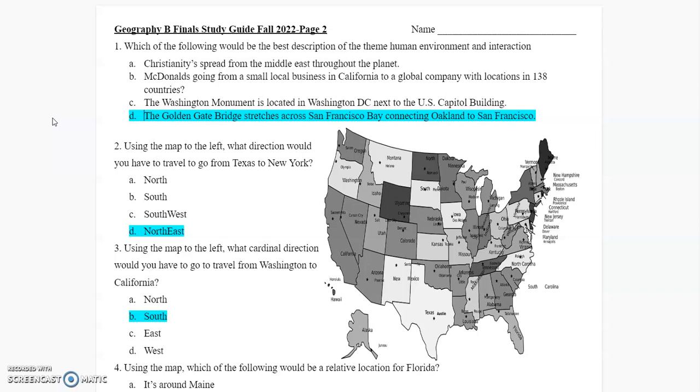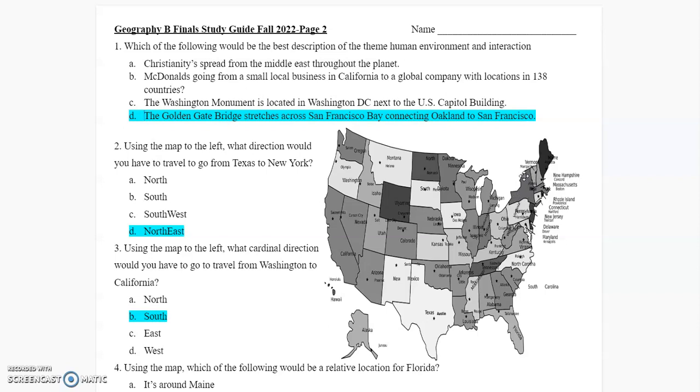2 and 3 are looking at the directions. The first one asks what direction you would travel to go from Texas to New York. We have Texas down here in the southern part of the United States, and then we move up to New York, which is up here in the northeast part of the United States. So our answer is letter D.